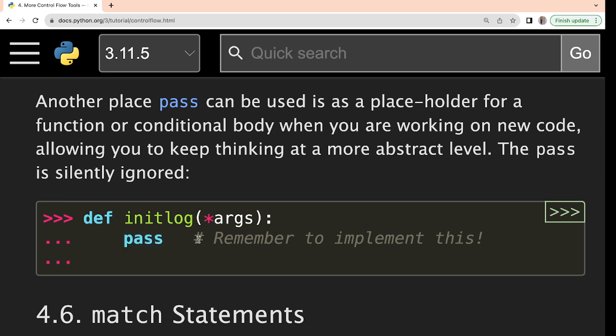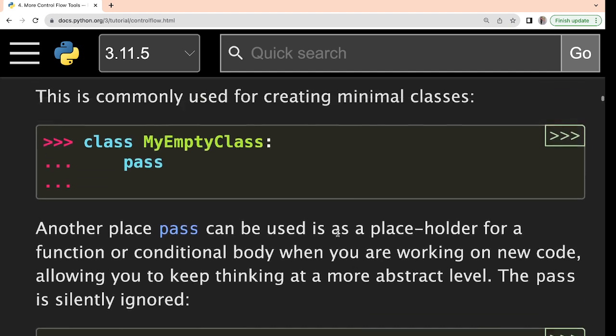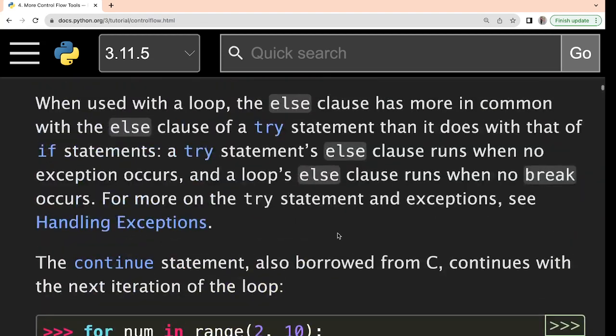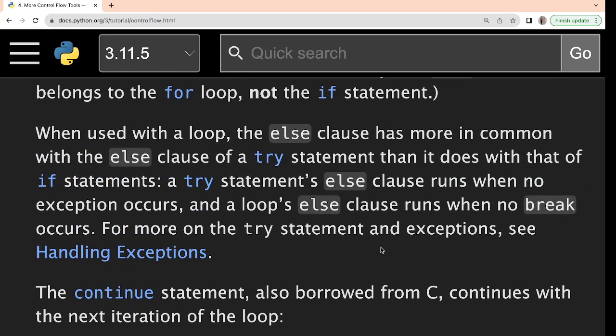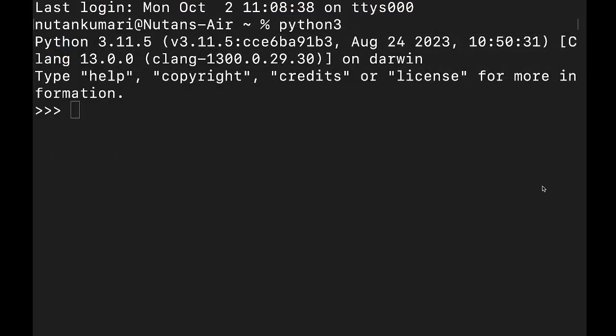So as it is written, remember to implement this. That means you will implement it later. So for all these purposes, the pass statement is used. Although it does nothing, even for nothing there are some uses in this world. So that's how it is used. Okay, so this was about break, continue, and pass. Let us quickly see some examples of this in the terminal, and then I will end this lecture.